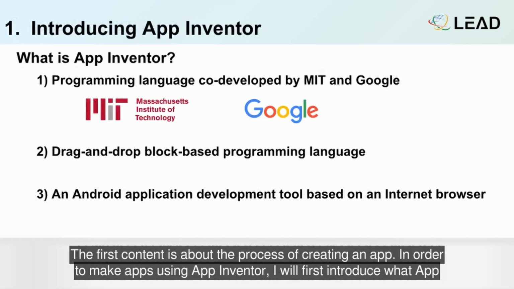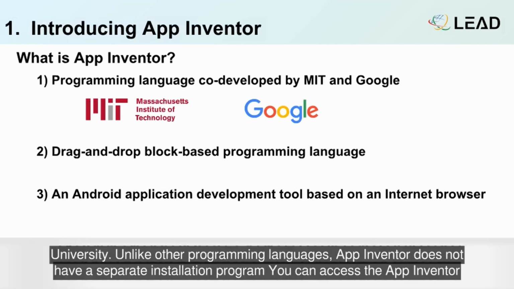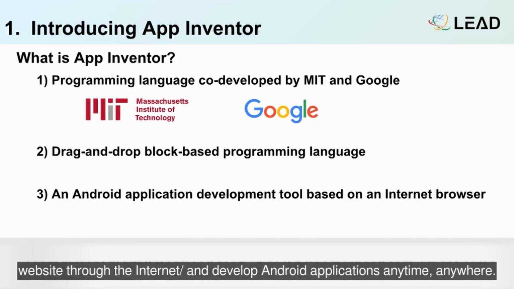In order to make apps using App Inventor, I will first introduce what App Inventor is and what you can create with App Inventor. App Inventor is a programming language jointly developed by Google and MIT University. Unlike other programming languages, App Inventor does not have a separate installation program. You can access the App Inventor website through the internet, and develop Android applications anytime, anywhere.